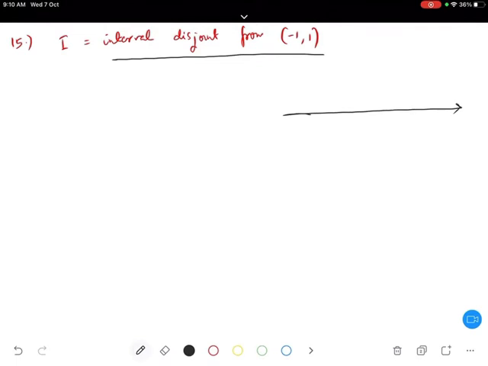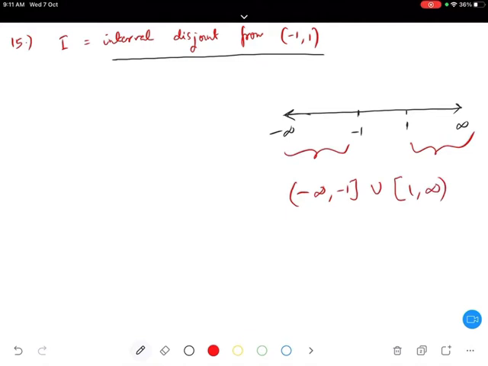Suppose I have a number line. It's from minus infinity to infinity, and this interval is minus 1 to 1. So I will mark minus 1 to 1. So the interval disjoint from minus 1 to 1 means what? It means this interval union this interval. So basically they are talking about minus infinity comma minus 1 union 1 to infinity. That's what disjoint of minus 1 to 1 means. Okay, clear? So this one has nothing in common with this one, so that's why they are disjoint sets.